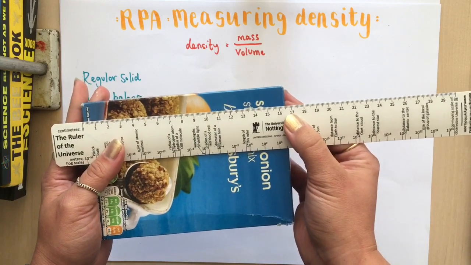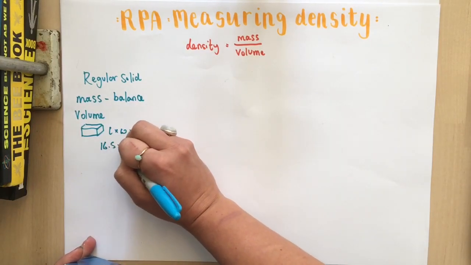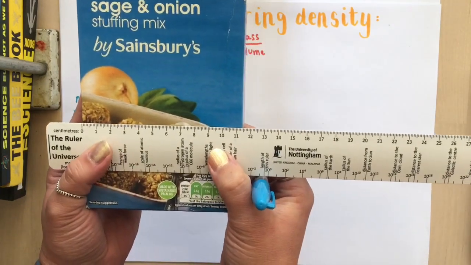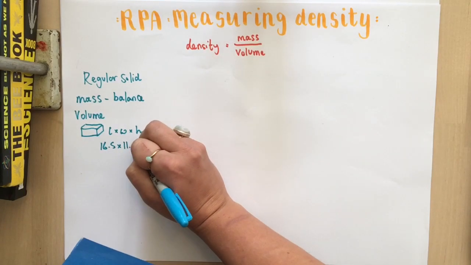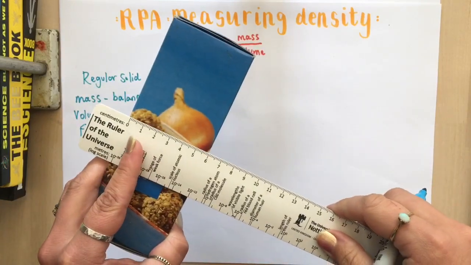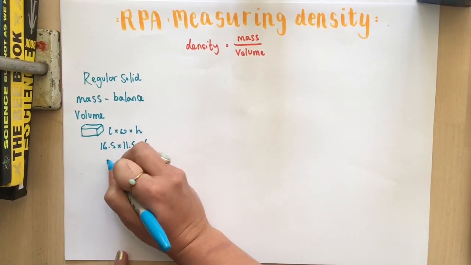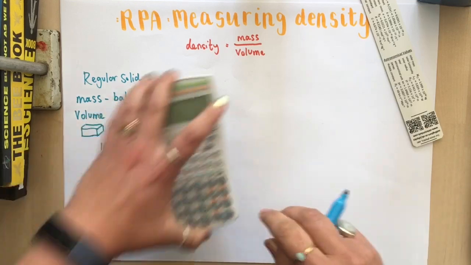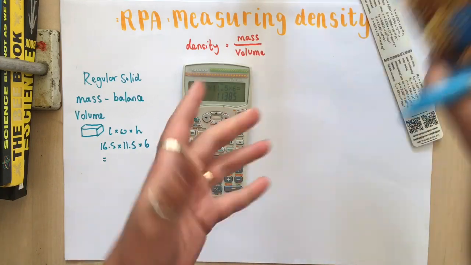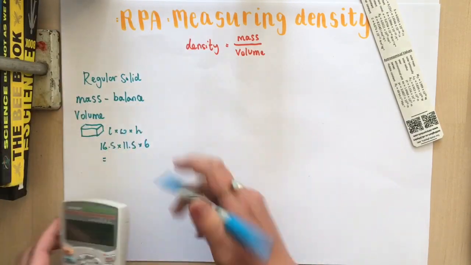So I've got a box of sage and onion stuffing mix. If we measure the length, we've got 16.5 centimetres. The width is 11.5. I guess we'll call this the height, which is 6 centimetres. So if we do that as our calculation, with a calculator, 16.5 times 11.5 times 6, the volume of this box of stuffing is 1,138.5 centimetres cubed.